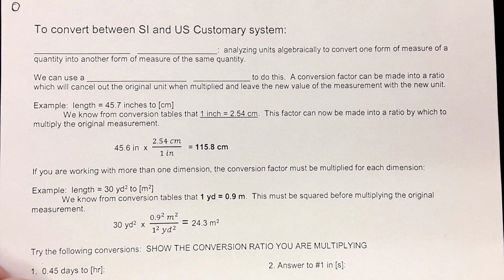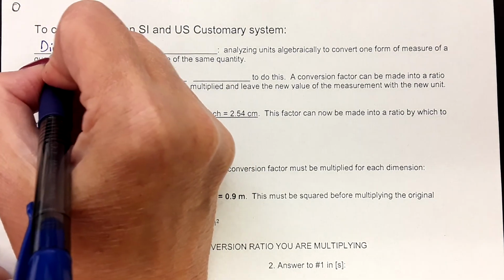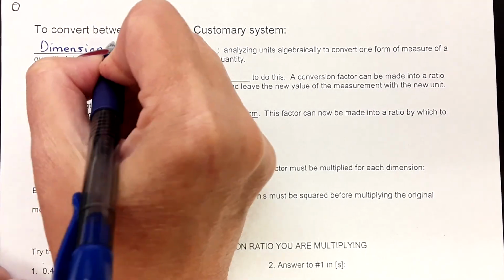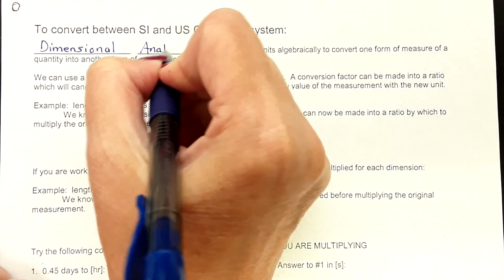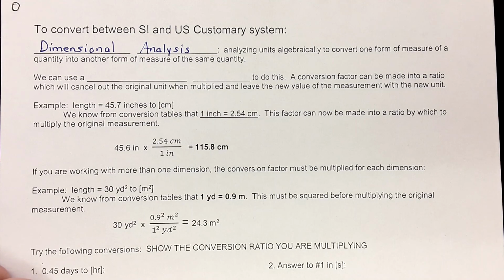So when we are looking at analyzing the units of a measurement, we're talking about dimensional analysis. Remember, dimension is just a fancy word for unit. So that just means unit analysis, all right? And what we're learning how to do with our dimensional or unit analysis is how to convert from one form of measure into another form of measure of the same quantity.